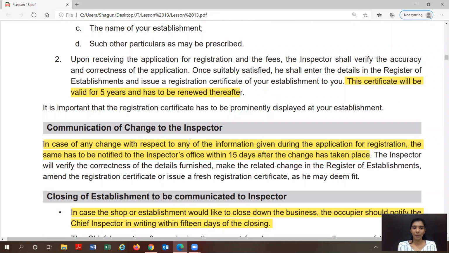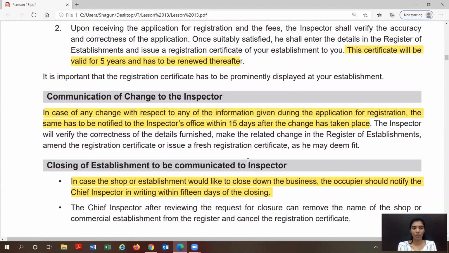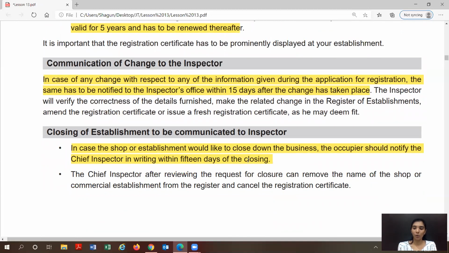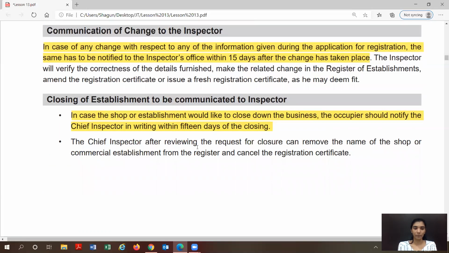Communication of change to the inspector. In case there are any changes in the shops and establishment, you have to inform the chief inspector within 15 days of the change. Similarly, when you close a shop or an establishment, within 15 days of closing, you have to inform the inspector.